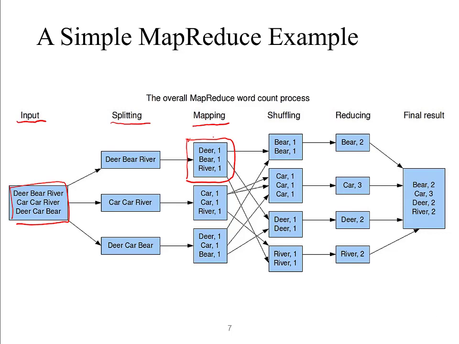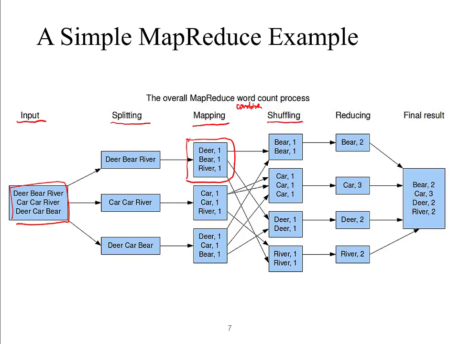So the key is the word, and the value is the occurrence. In the mapping phase, all the values are 1. Sometimes there is a combine step here, but in today's example, we will not discuss this one. We will leave it to the later discussion.